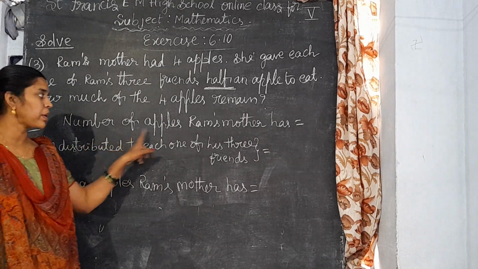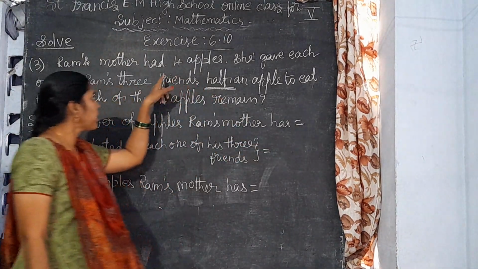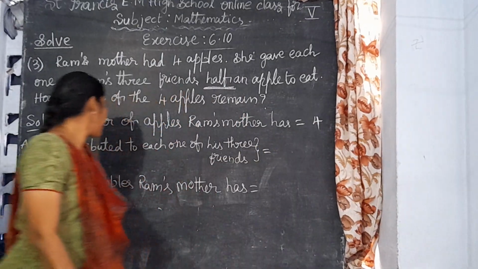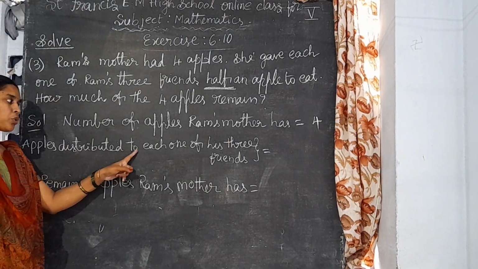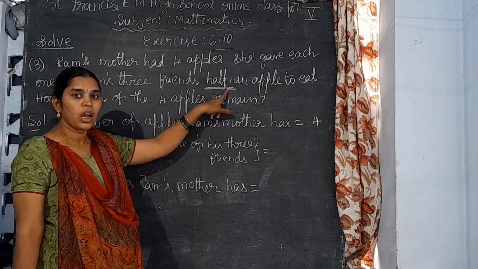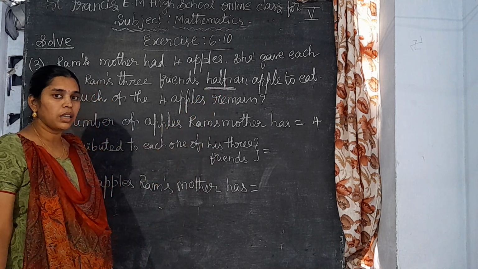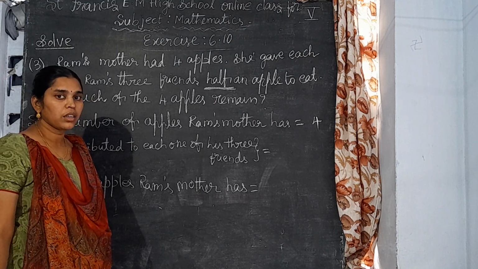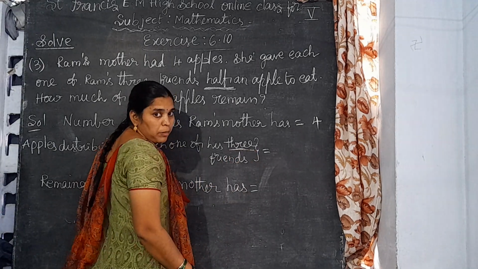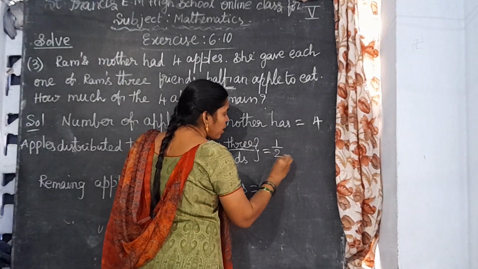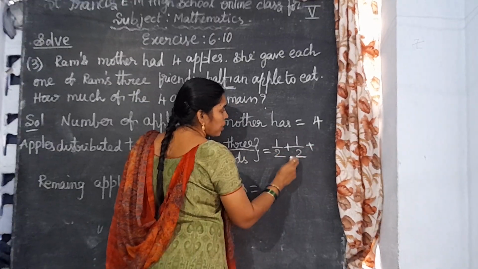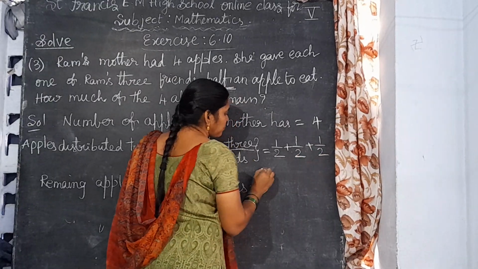See. Number of apples Ram's mother has. How many apples? 4. So, right? 4. Next. Apples distributed to each one of his 3 friends. Each one how much did she give? Half. Half means what is the symbol? While writing how will you write? 1 by 2. So how many members did she distribute to? 3 members. So 1 by 2 plus 1 by 2 plus 1 by 2.